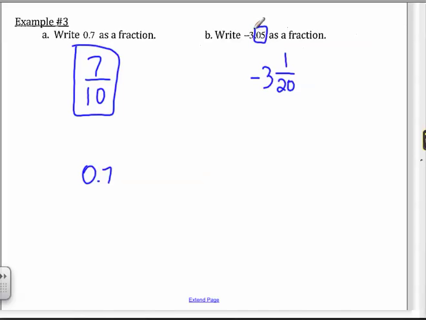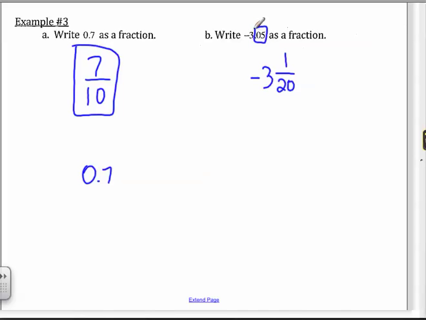You change into a fraction, not mixed up. I want to change it into a fraction. Exactly, from a mixed number. So what do I need to do first? Multiply -3 times 20. I'm not going to multiply -3 times 20. I'm going to forget about the negative for right now.